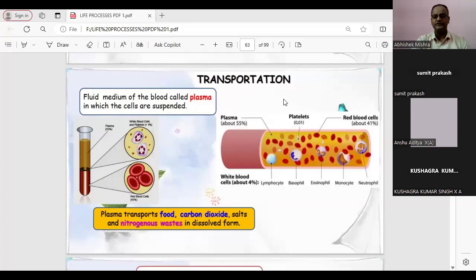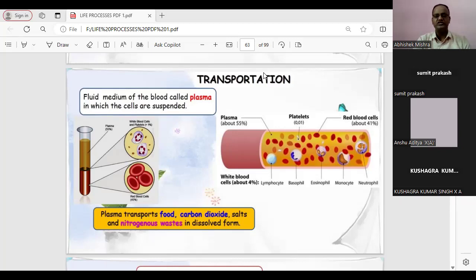So for transportation, first we will discuss both the transportation in humans as well as in plants. Before going into how blood circulation occurs through the human heart, let us first discuss the introduction part. That is transportation. Definitely, we can use the word circulation also.